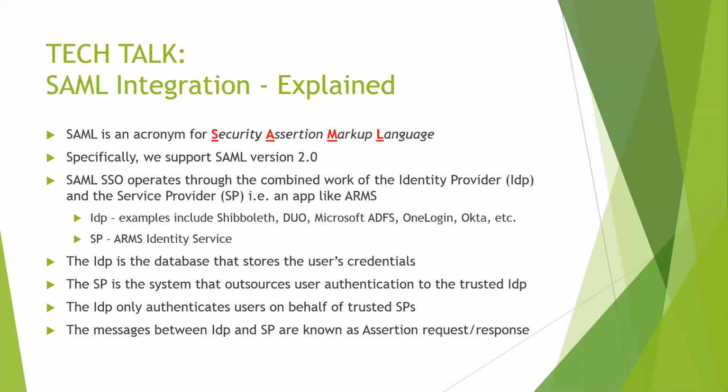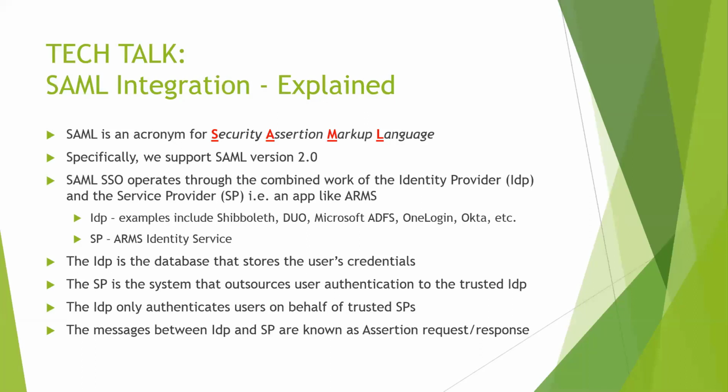The IDP database is what stores the credentials, and the service provider is what outsources validation of those user credentials on behalf of ARMS. So ARMS is basically saying, I'm no longer going to perform the username and password comparison. I'm going to outsource that to the IDP. And if the user can pass the authentication at the IDP, then I will trust that the IDP was correct when it sends the message back to ARMS. Those messages that go back and forth are known as assertion, request, and response.